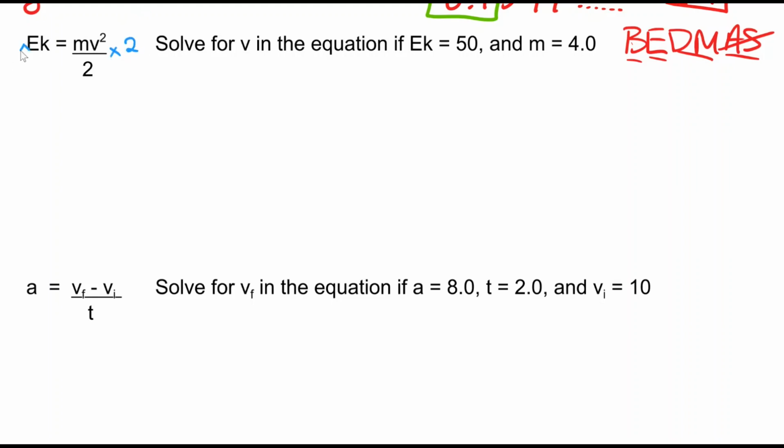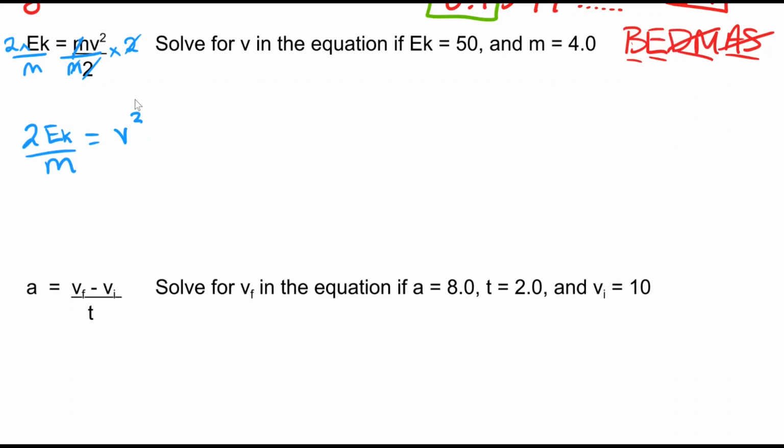So we're going to multiply by 2. The 2 and the 2 cancel. We're going to divide by m. The m and the m cancel. So on the right-hand side, I'm left with v squared. On the left-hand side, I have 2ek over m. And so now we're done with multiplication and division.